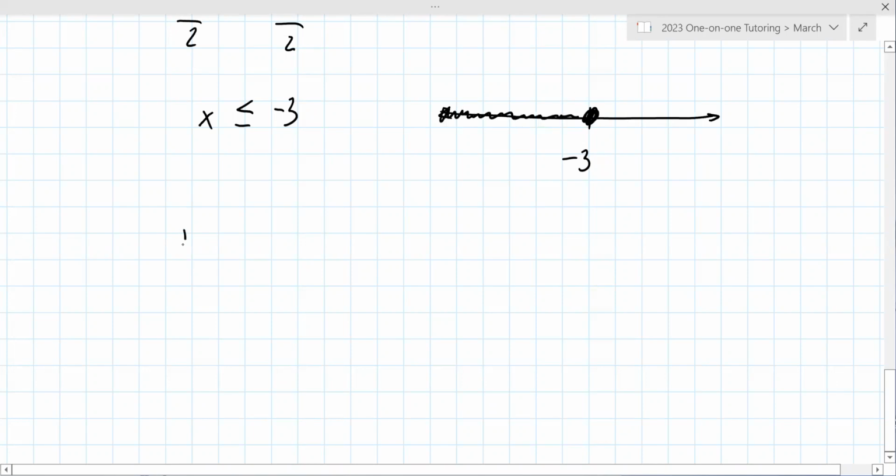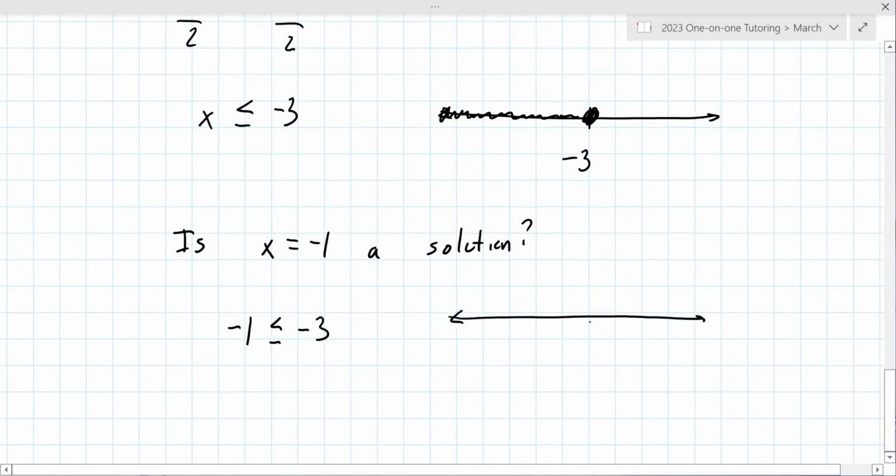All right. Now my question to you is, is x equals -1 a solution? So what I'm really asking here is, is -1 less than or equal to -3? Before you answer that, locate those two values on the number line. Less than means it's to the left of. Is -1 to the left of -3? It's right. Okay, good, agree. So is this true or false? False. It is false.